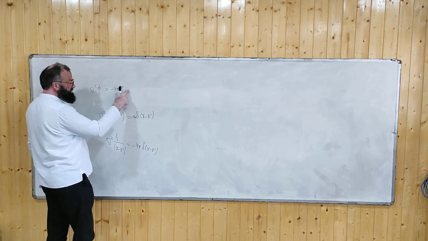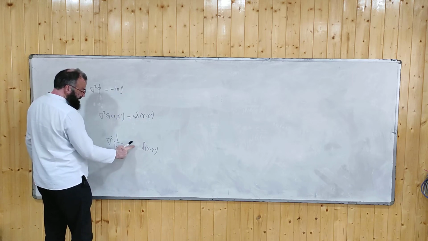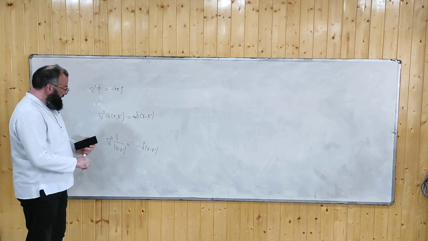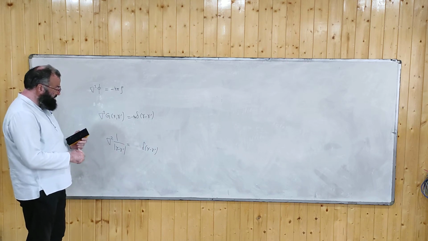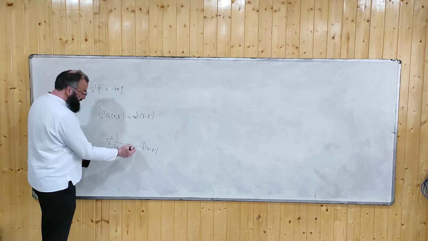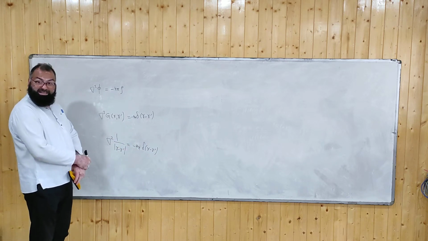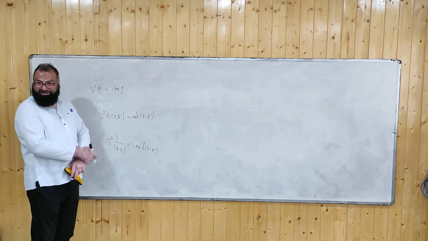So this is a source term. This minus 4 pi I will take here. So what is the Green's function now? Is this a minus 4 pi? Yes, it's a minus 4 pi. So what is the Green's function now?